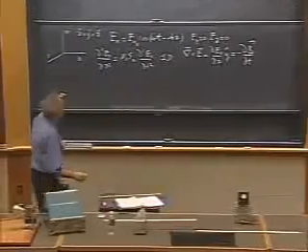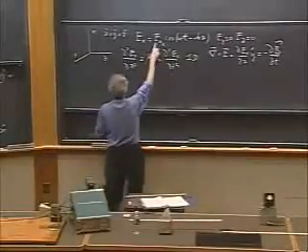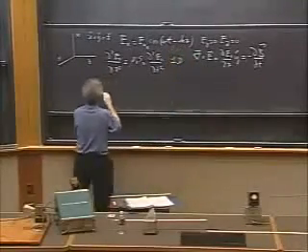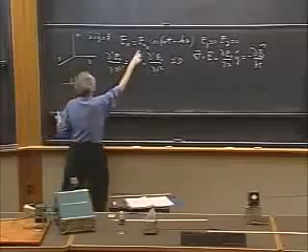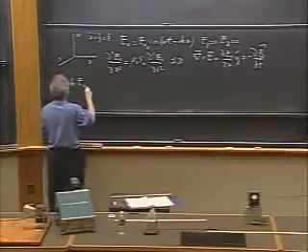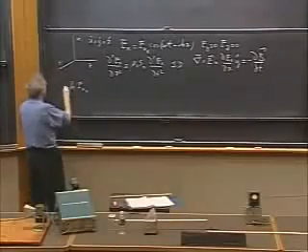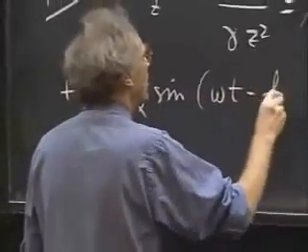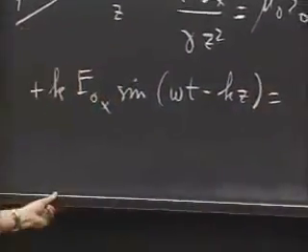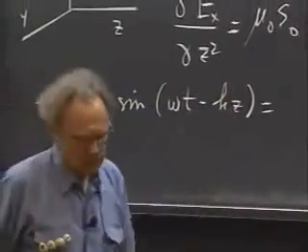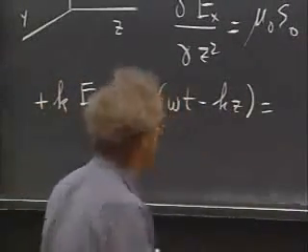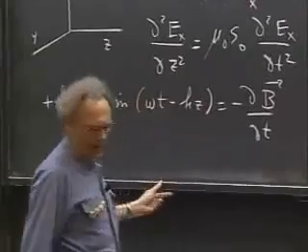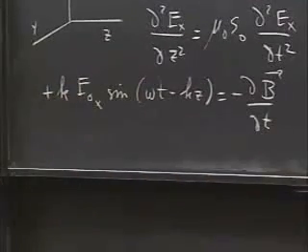If we take dEx dz, so this is the Ex, and we take the derivative against z, we get a minus k, then you get the E0x, and then the cosine becomes minus sine, so this becomes a plus, times the sine of omega t minus kz. And that now equals minus dB dt. So we're almost there. All we have to do now is do an integration in time.